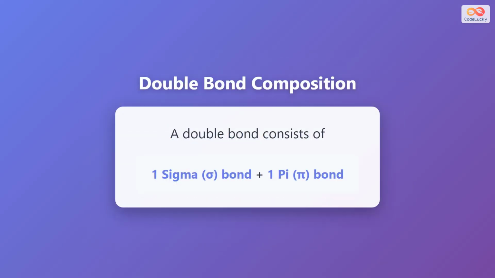To summarize the structure, every double bond consists of exactly 1 sigma bond plus 1 pi bond. The sigma bond provides the main connection between the atoms, while the pi bond adds extra strength and restricts rotation. This combination of 1 sigma and 1 pi bond is what gives double bonds their unique properties and behavior.